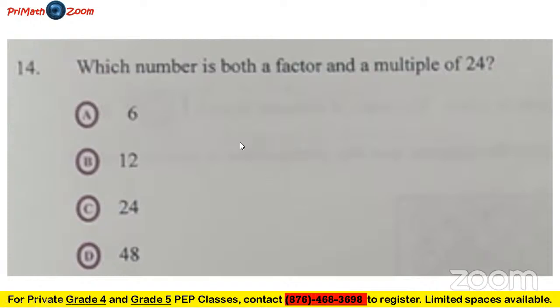So which number is both a factor and a multiple of 24? 6 is a factor of 24, and it's not a multiple. 12 is a factor, not a multiple. 24 is a factor as well as a multiple, and 48 is only a multiple. So the correct answer here is 24.